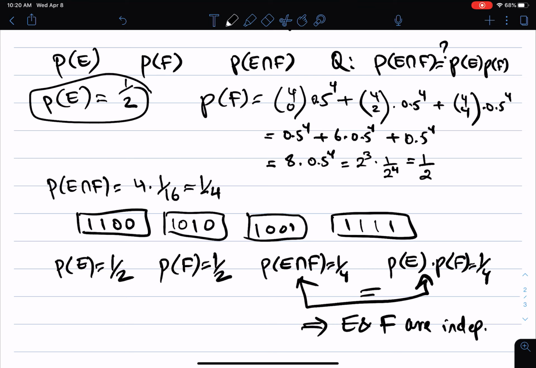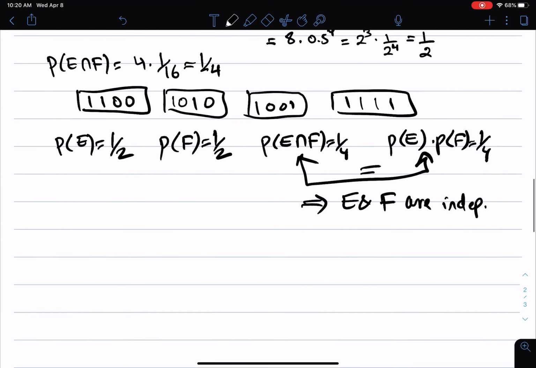You compute the probability of each of the events individually, then you compute the probability of the intersection. If the probability of the intersection, or what we call the joint probability of the 2 events, equals the product of the probabilities of the events, then the 2 events are independent. And again, keep in mind the formula for the conditional probability: P of E given F is the probability of E and F divided by the probability of F.